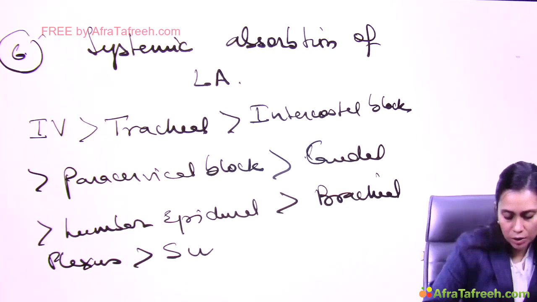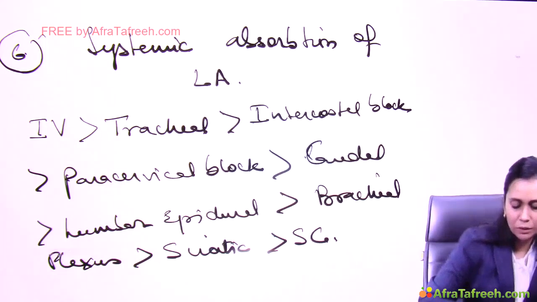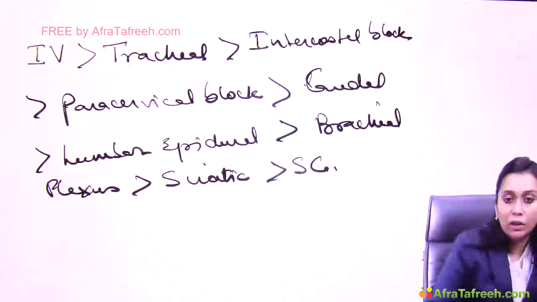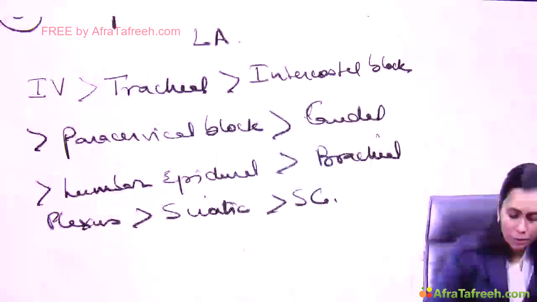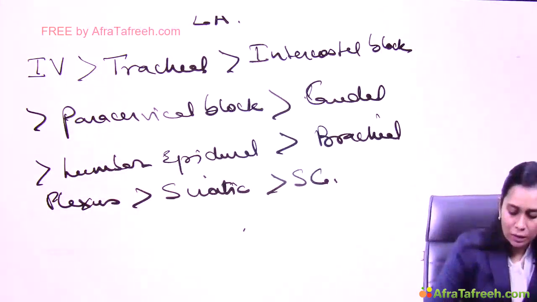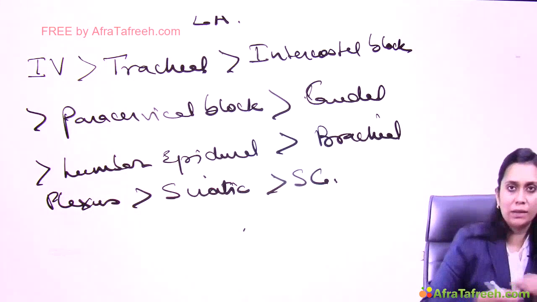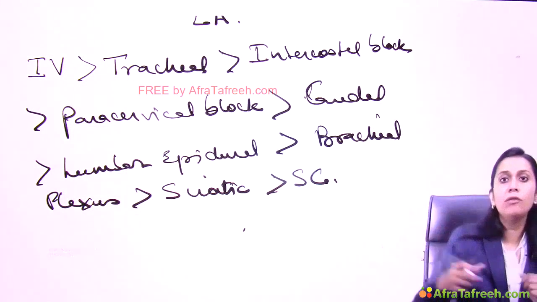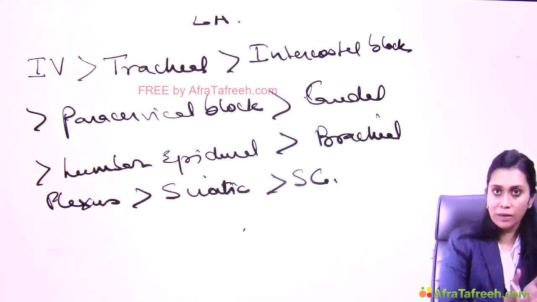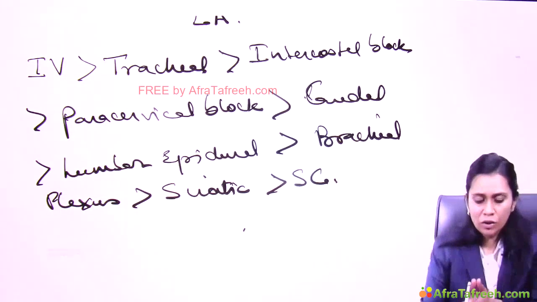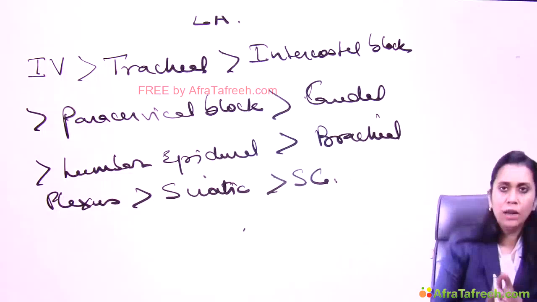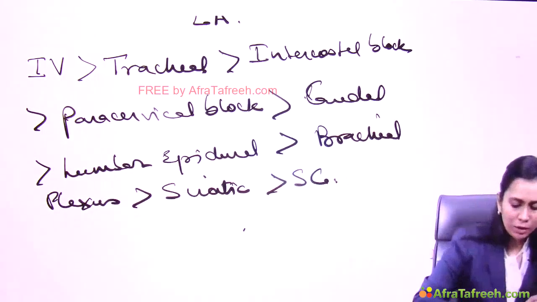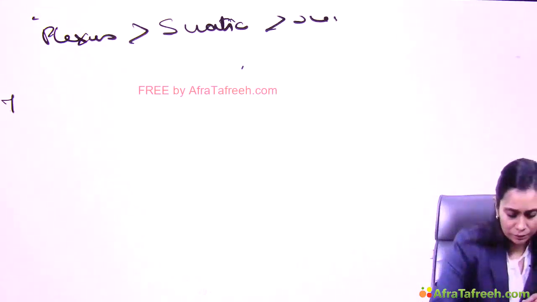Then sciatic, and then subcutaneous, right? IV, tracheal, intercostal block, then paracervical, then caudal, then lumbar epidural, and brachial plexus, sciatic, subcutaneous. This is a sequence of systemic absorption. Fastest, of course, IV, then tracheal, then intercostal, then paracervical, then caudal, then lumbar epidural, brachial plexus, sciatic, subcutaneous. Okay. Now coming to the 7th point of local anesthetic.